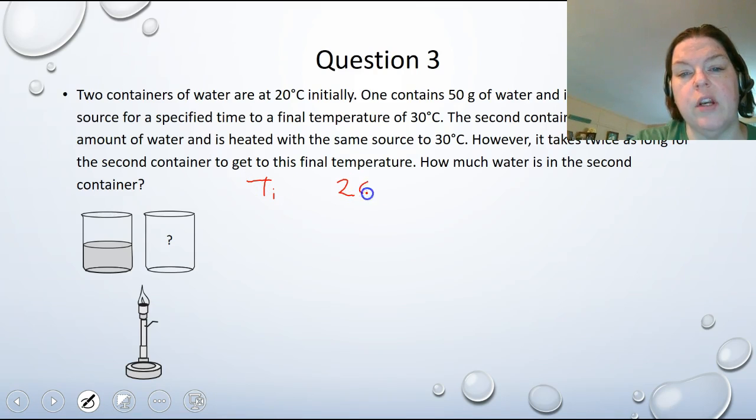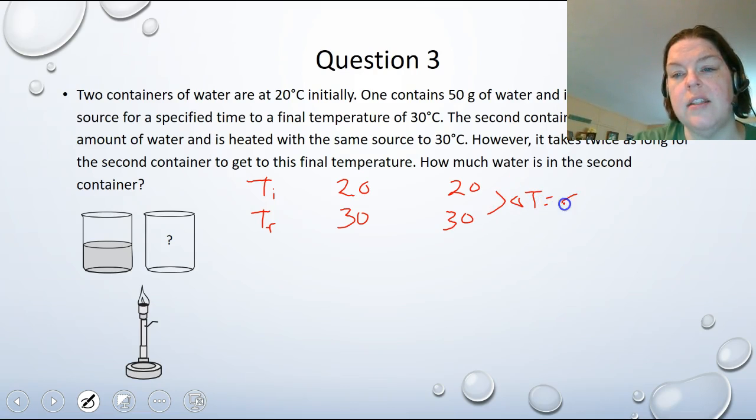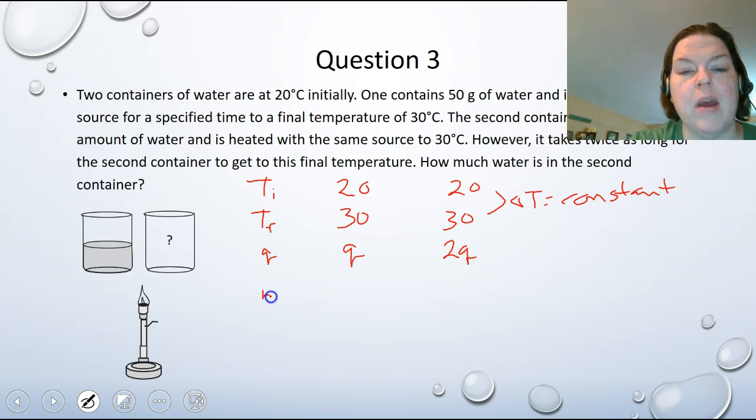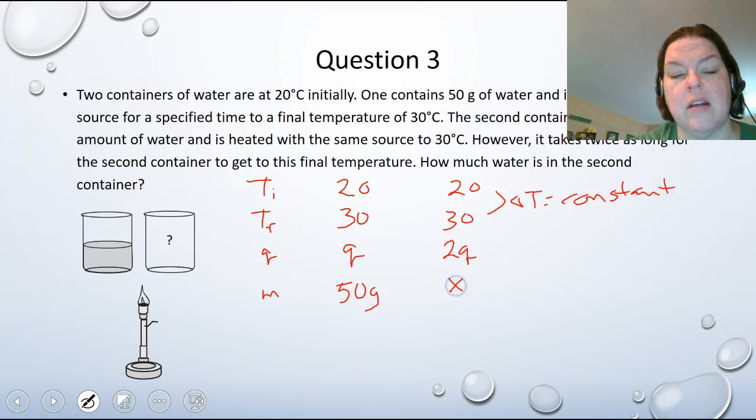T initial, 20 degrees for each of them. Okay, T final. We know that's 30 degrees for both of them according to this. Well, that means that delta T now is our constant. It is going to always be 10 degrees here according to what we know. And that's pretty interesting because it tells us what our constant is. We've always kept something constant here. Q. Well, we know one was heated for Q amount of time and one was heated for 2Q amount of time. And then we know about the mass. We know the first one has a mass of 50 grams, but this one we don't know the mass of.